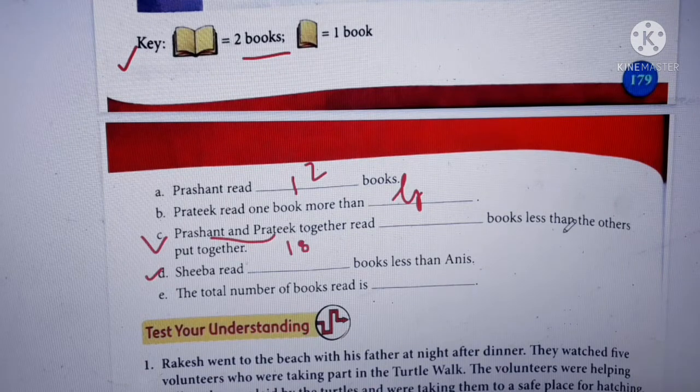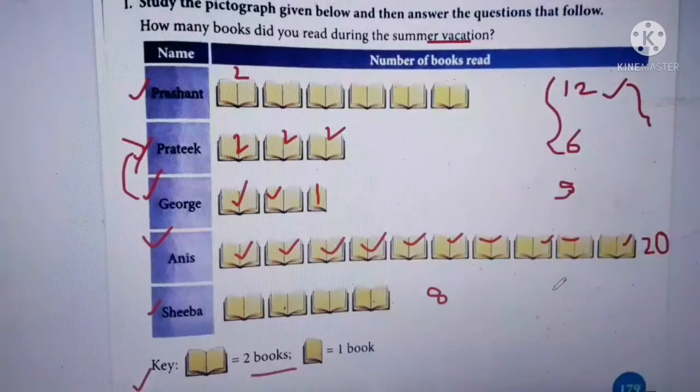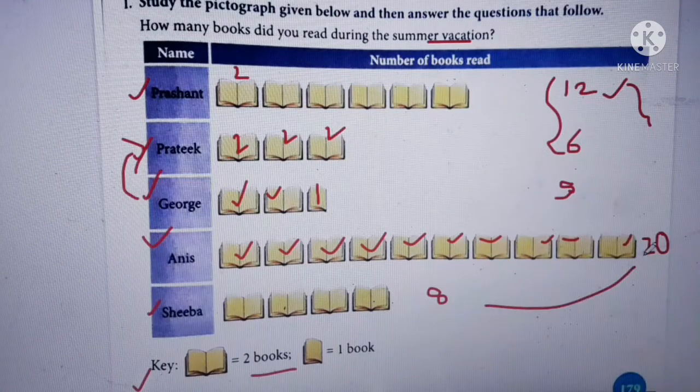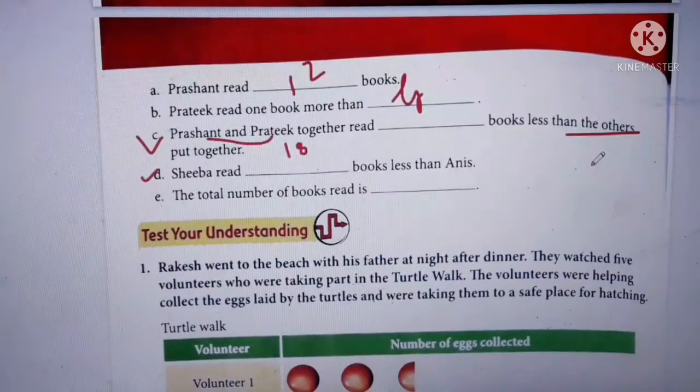Whereas others read how many books? If you calculate the total of the others, 20 plus 8 is 28, and 28 plus 5 you get 33. So others read 33 books. Now Prashant and Pratik read fewer books. How many fewer are they? Subtract and find out. You will get the answer 15.